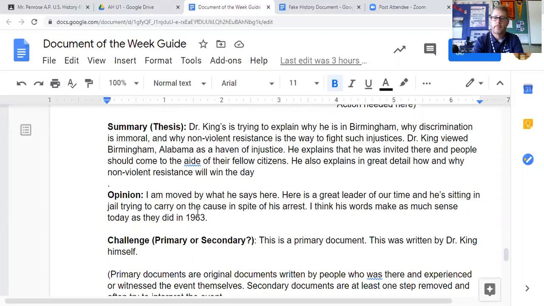Then you give your opinion. Pretty straightforward. What did you think of this document? And then, because it's a document I'm giving you, you say, this is a primary document. This was written by Dr. King. Or if it was a textbook about the speech, it'd be secondary. I'm going to teach that to you again.